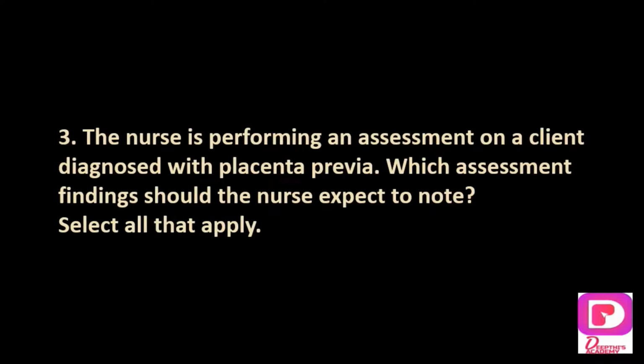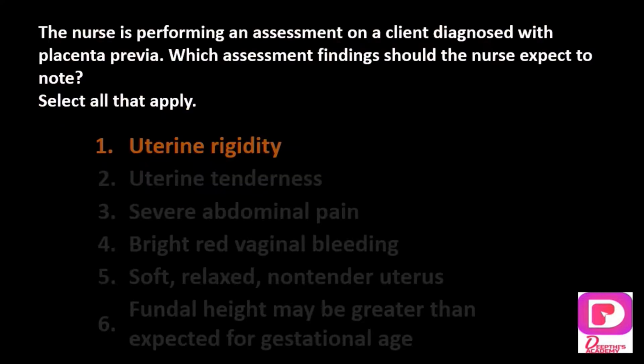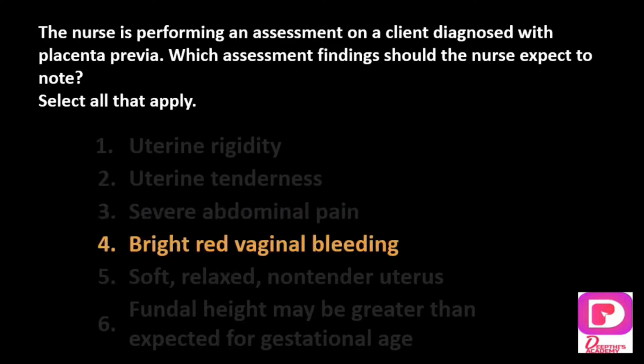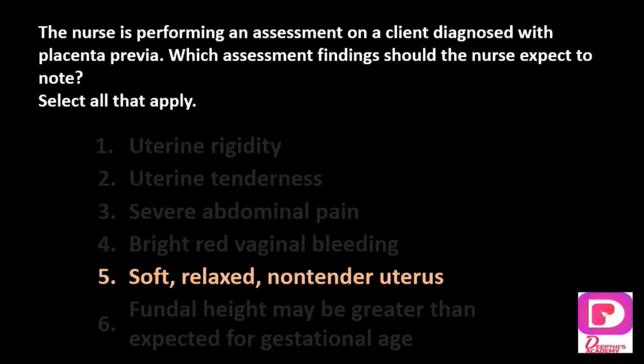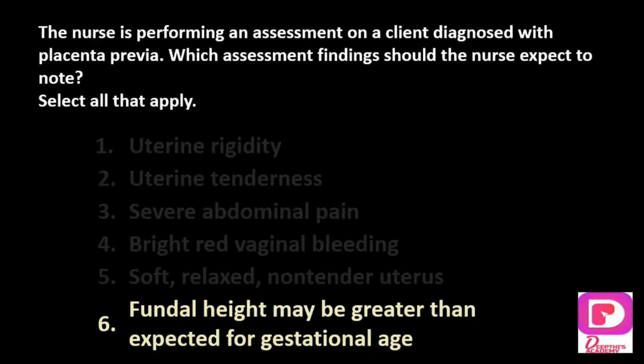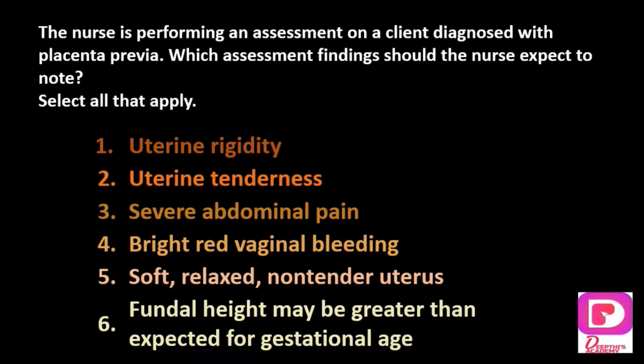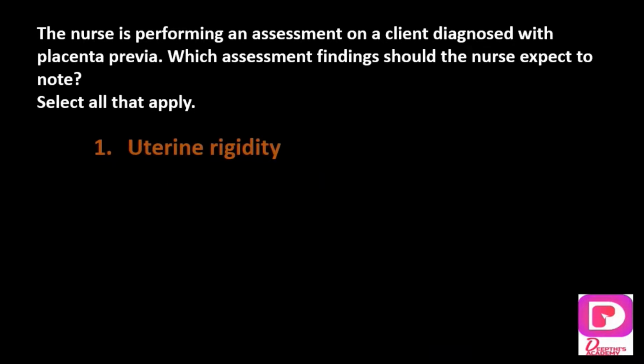Performing an assessment on a client diagnosed with placenta previa. Which assessment findings should the nurse expect to note? Select all that apply. We have almost 6 options. Let's see one by one. Uterine rigidity, uterine tenderness, severe abdominal pain, bright red vaginal bleeding, soft relaxed non-tender uterus, and the last option is fundal height that may be greater than expected for gestational age. Let's see the options in detail.